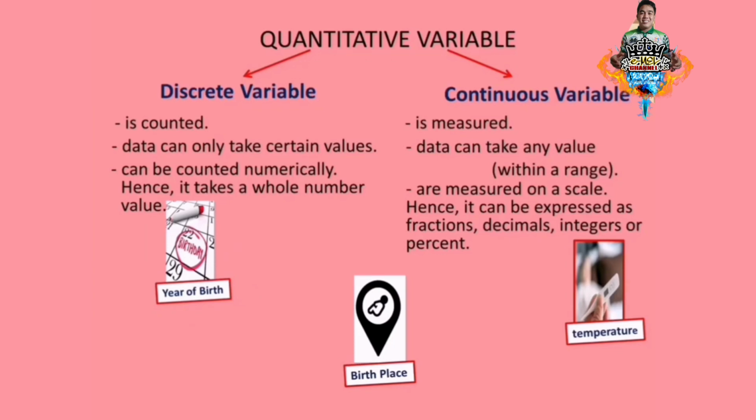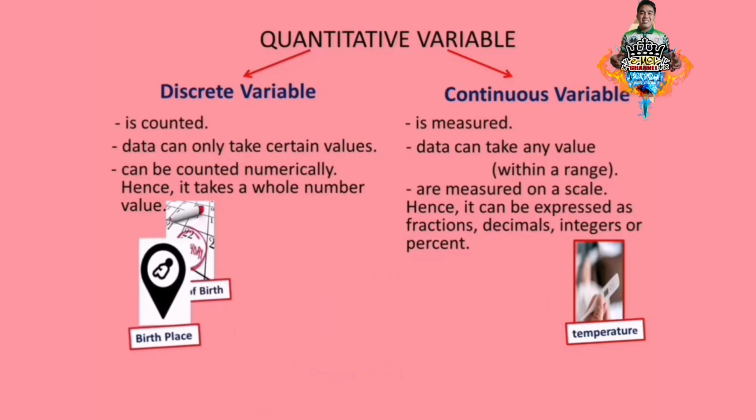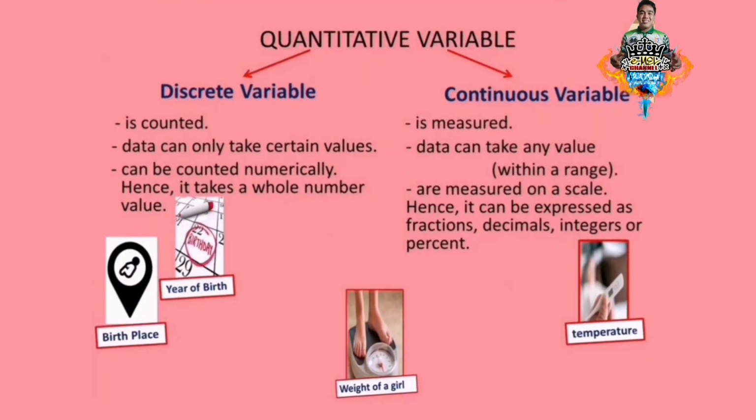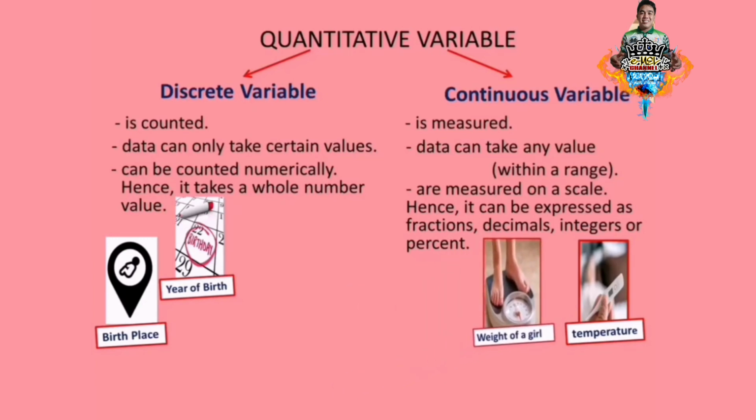Let us have another example, birthplace. If you are born in the Philippines, you will be called Filipino. China, you will be called Chinese. Vietnam, you will be called Vietnamese. Meaning to say, the birthplace where you're born is exact and one. So therefore, it is a discrete variable. Another example is the weight of a girl. After weighing her, probably the result would be 65 point something or 55 point something, so it is in the given scale. Therefore, it belongs to continuous variable.